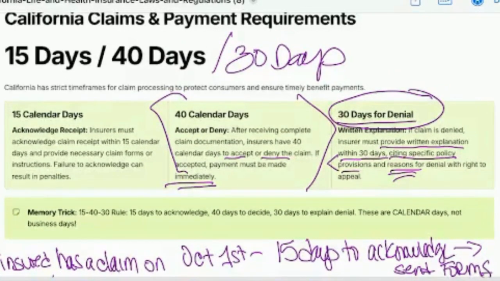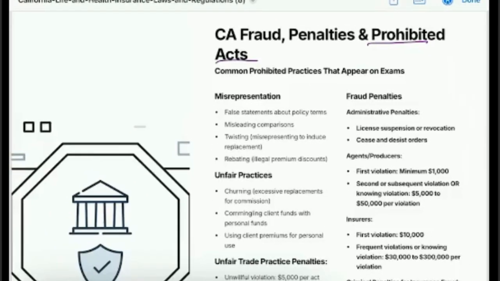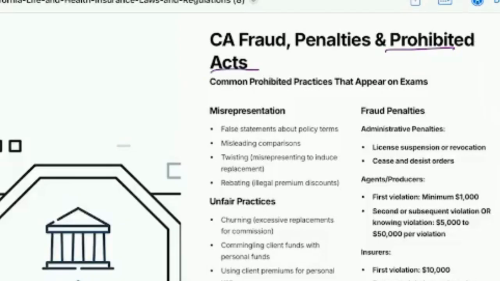All right, moving on to penalties, prohibited acts, and fraud. We are not going to jump too much into the prohibited practices. Those are gone over in a lot more detail in part 1. Again, if you have not watched that already, the link is in the description. You're going to want to watch part 1, most likely before this video, or go back to it again after this video, etc.